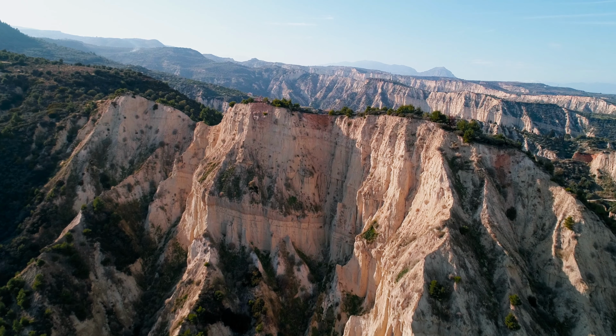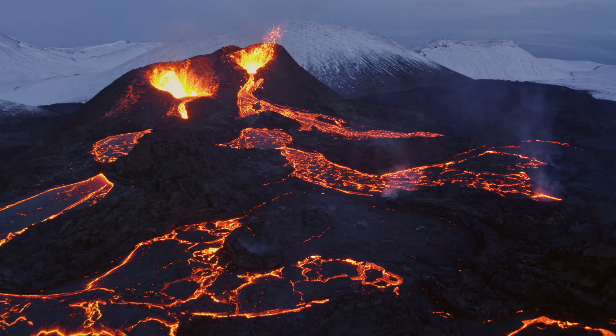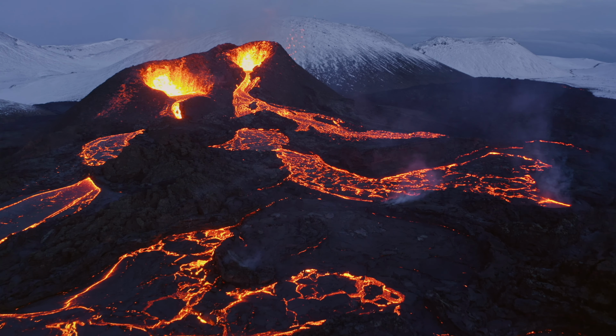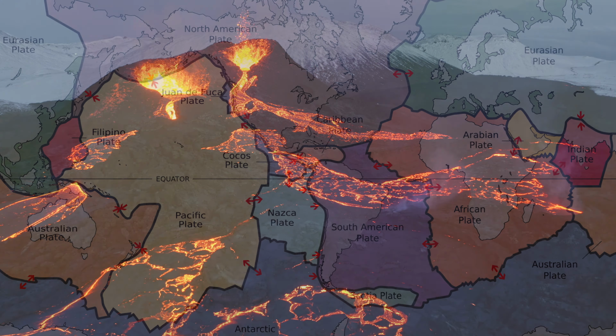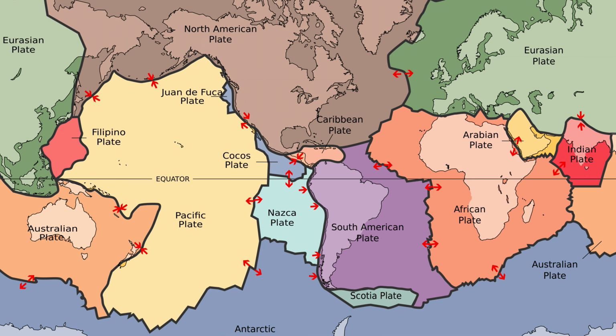So, let's start with the basics. Plate tectonics postulates that the lithosphere is composed of different independent sections called tectonic plates, which sort of float on top of the molten rock in the mantle.